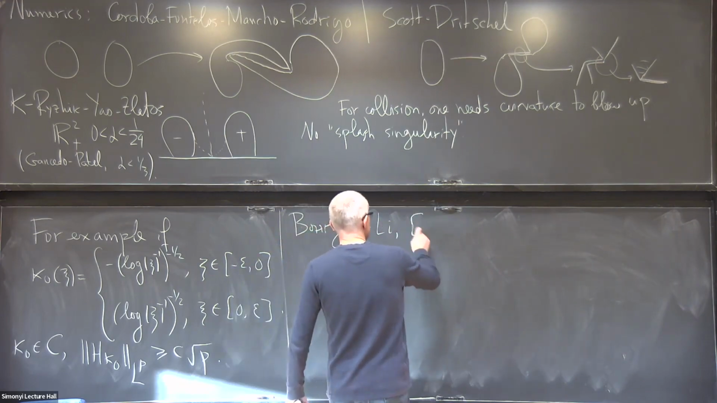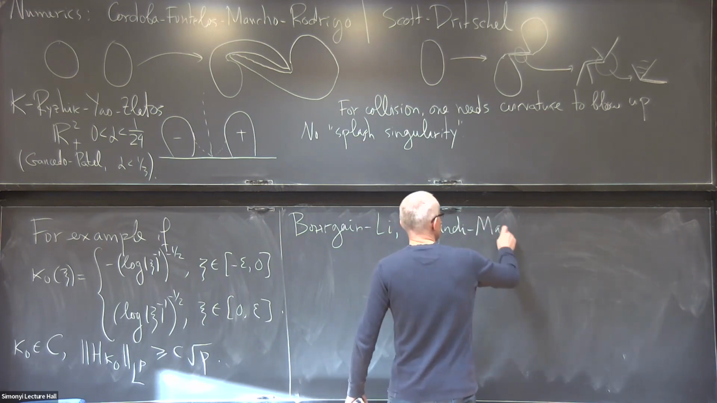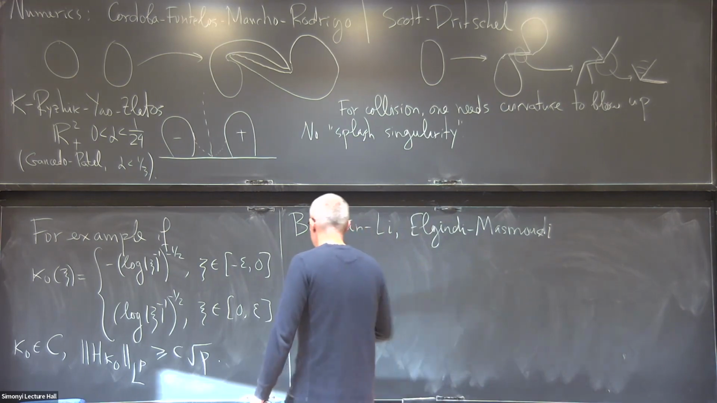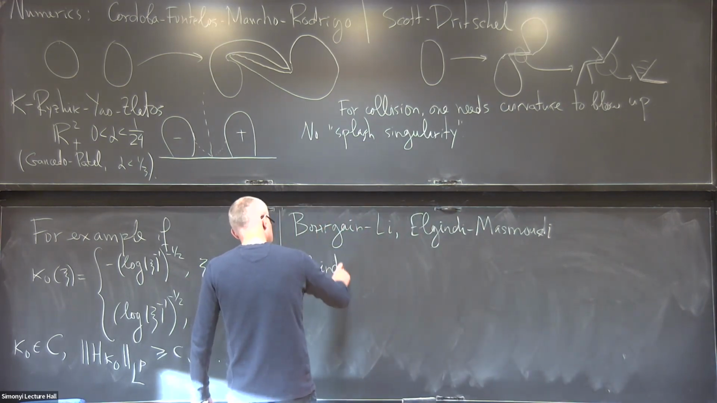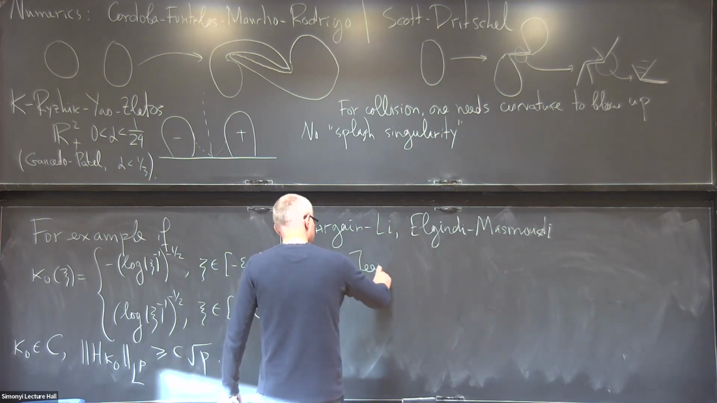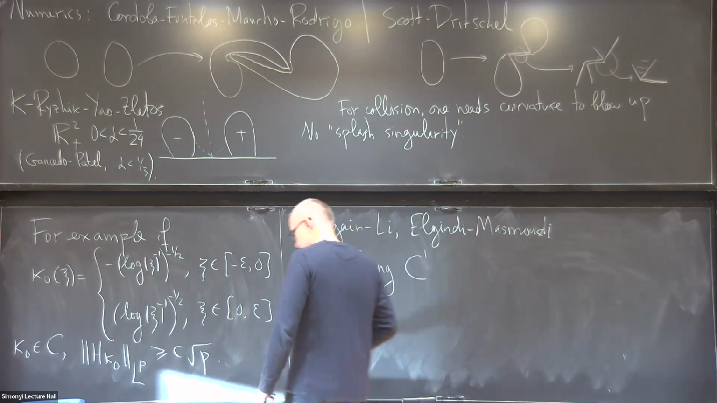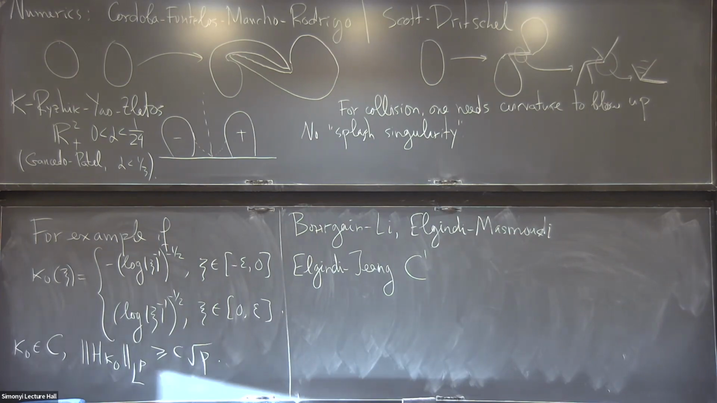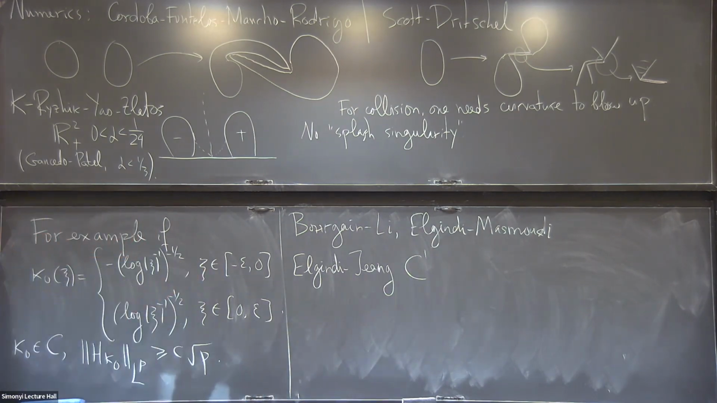And Elgindi-Masmoudi. But for patches, the only result that I know of is the Elgindi-Jeong paper, where they show essentially C1 ill-posedness. You start with not quite even C1, I would say, maybe W1 infinity. So you start from an angle and it has to cusp.